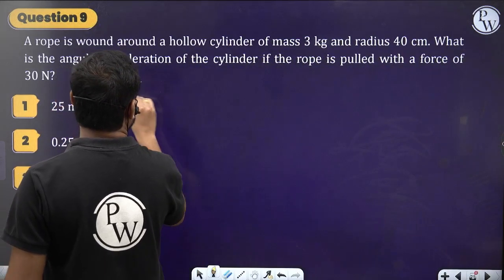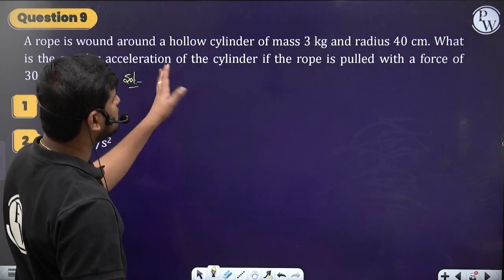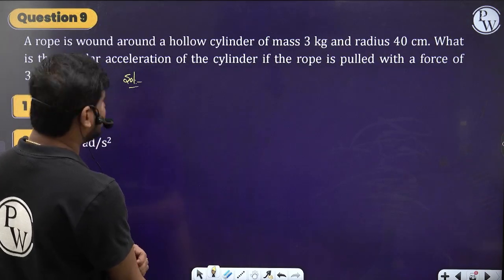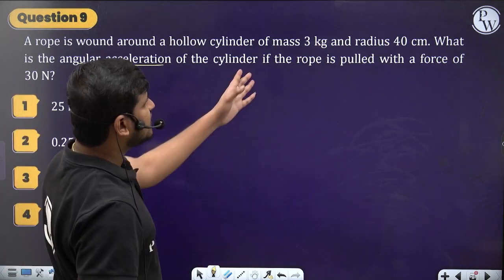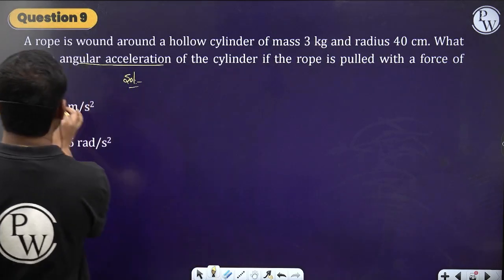A rope is wound about a hollow cylinder of mass 3 kg and radius 40 centimeter. What is the angular acceleration of the cylinder if the rope is pulled with a force of 30 newtons?